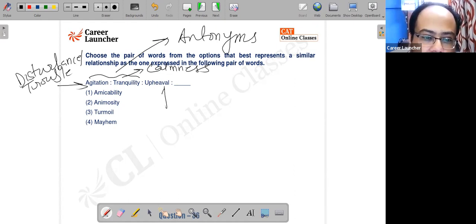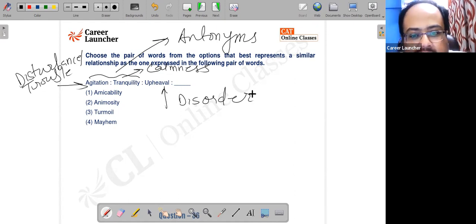Upheaval is disorder. So upheaval is a negative word. Out of these four options, which one is a positive word? Amicability, animosity, turmoil, mayhem. Which one is a positive word?